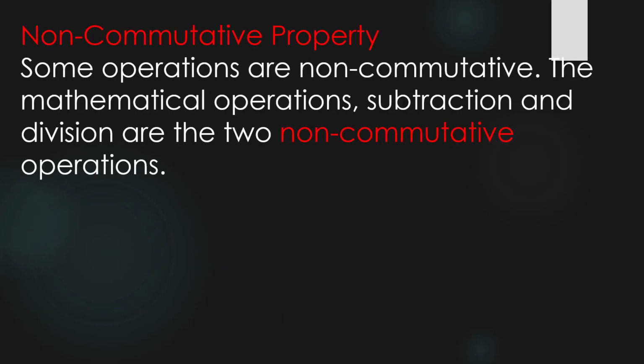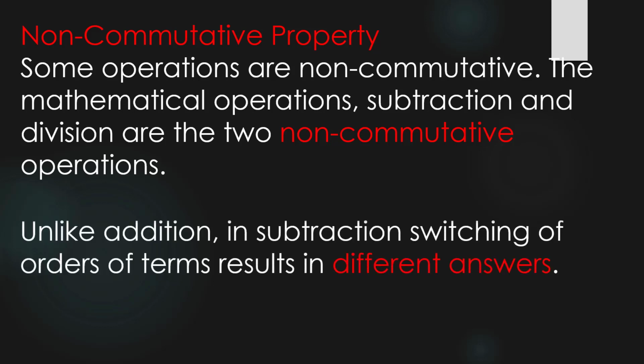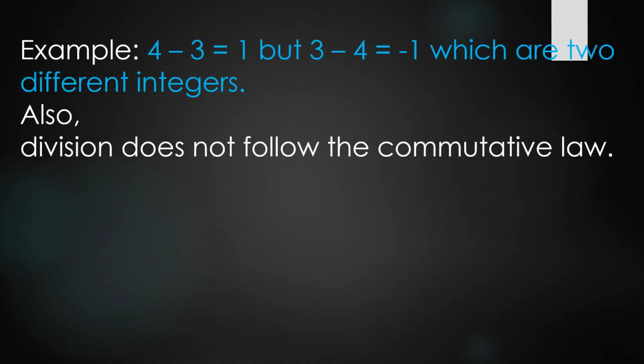Noncommutative property. Some operations are noncommutative. The mathematical operations subtraction and division are the two non-commutative operations. Unlike addition, in subtraction, switching the order of terms results in different answers. Example, 4 minus 3 equals 1, but 3 minus 4 equals minus 1, which are two different integers.